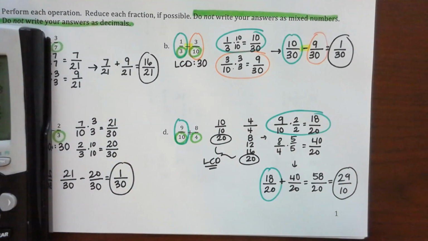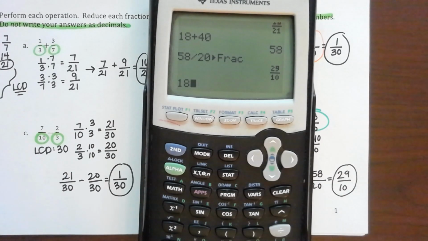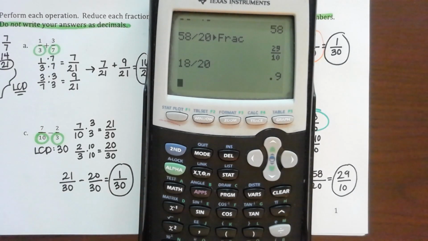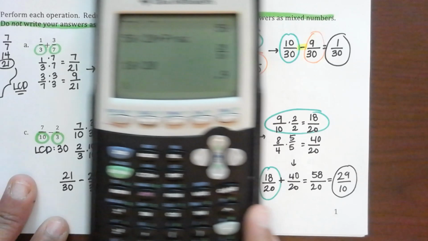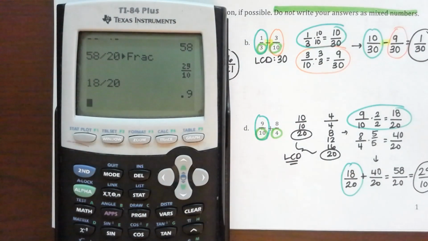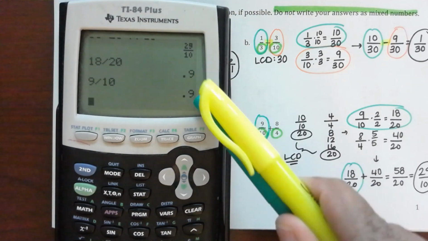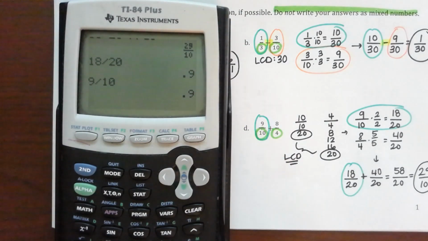These are equivalent fractions, because if I were to type in 18 divided by 20, type that into your calculator for me, please, and thank you. Don't hit the fraction button. Just type in 18 divided by 20. Did you get 0.9? Type in 9 divided by 10. Did you also get 0.9? Aren't those the same? Equivalent fractions means that you're not changing the actual numerical answer of the fraction. You're just changing its appearance.